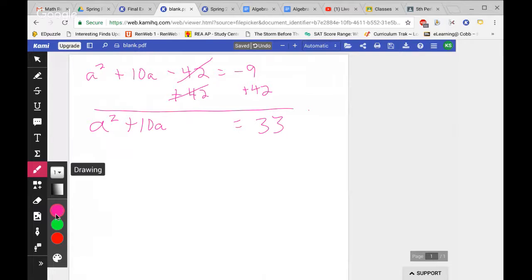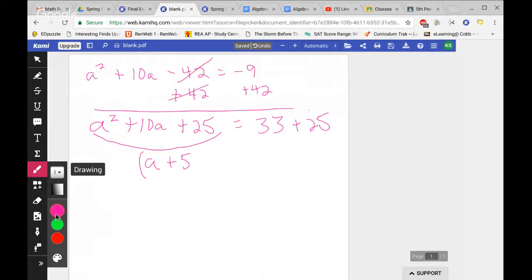Equals 33. I've now created the space to complete my square. So what's half of 10? 5. And what's 5 squared? 25. So I'm going to add 25. I've halved it, squared it, added it. Whatever I do to one side of the equation, I have to do to the other. So now I've created, or completed, the square. It's a perfect square binomial.